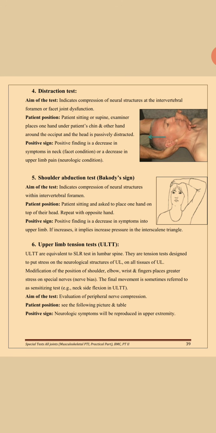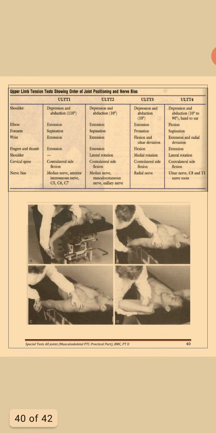Positive sign: neurologic symptoms will be reproduced in the upper extremity. Upper limb tension test showing order of joint position and nerve bias. ULTT 1: shoulder depression and abduction 110 degrees, elbow extension, forearm supination, wrist extension, fingers and thumb extension, cervical spine contralateral side flexion. Nerve bias: median nerve, anterior interosseous nerve, C5, C6, C7.